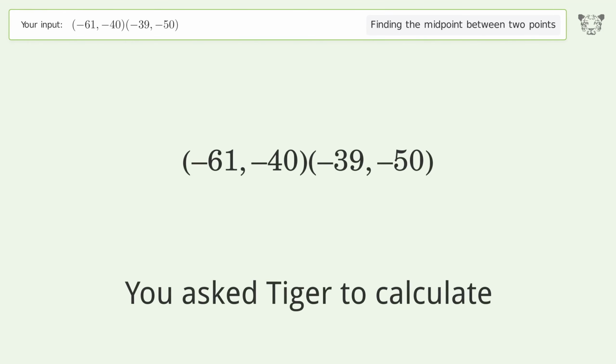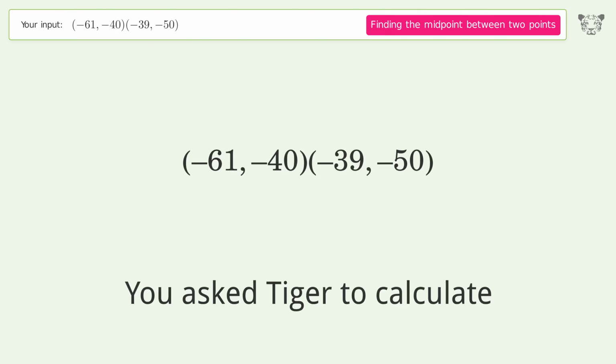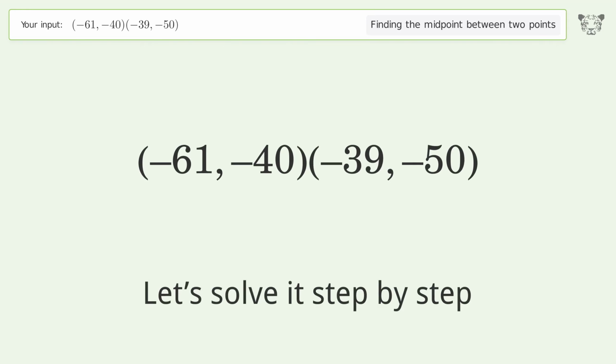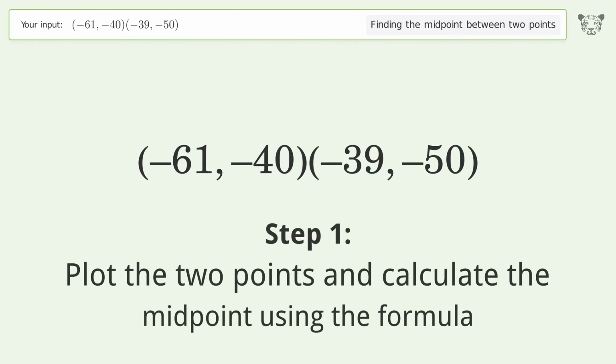You ask Tiger to calculate. This deals with finding the midpoint between 2 points. The midpoint between the 2 points is -50, -45. Let's solve it step by step. Plot the 2 points and calculate the midpoint using the formula.